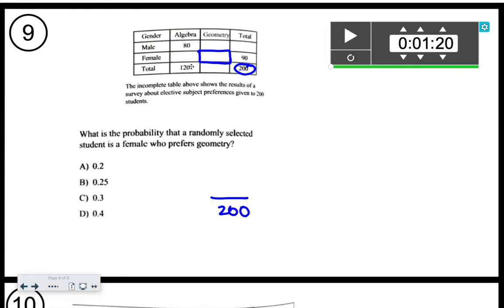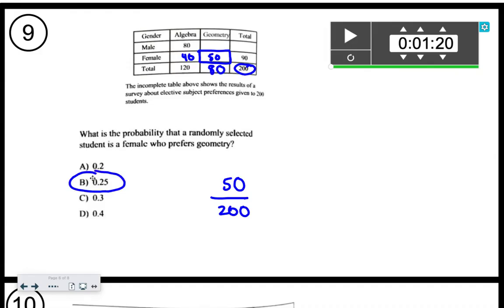Well, if I go this way, the total has to add up to 200, so this must be 80. And then I know that this one here. Actually, I didn't even need that, did I? So if I go here, then this must be 40, so they add up to 120, and then this must be 50, so they add up to 90. So I didn't need that 80. So I get 50 over 200, which is 1/4, which is 0.25.